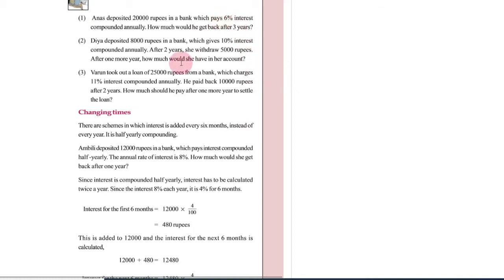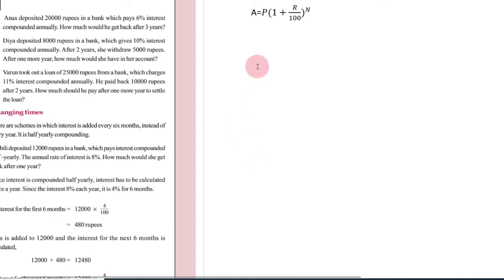Okay, so what is the equation to find out the amount if the bank calculated the compound interest? The equation is A into 1 plus R by 100 raised to n. Okay, R by 100 raised to n. This is the equation to find compound interest: A is equal to P into 1 plus R by 100 raised to n.